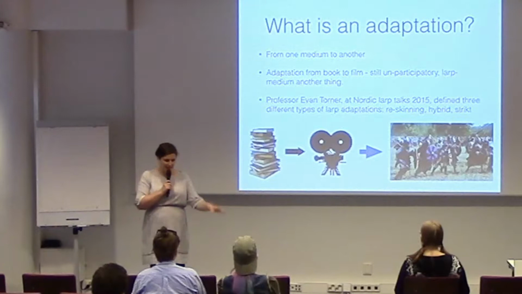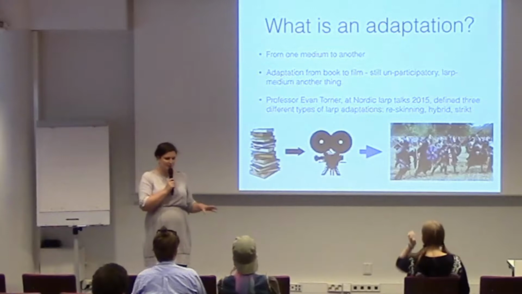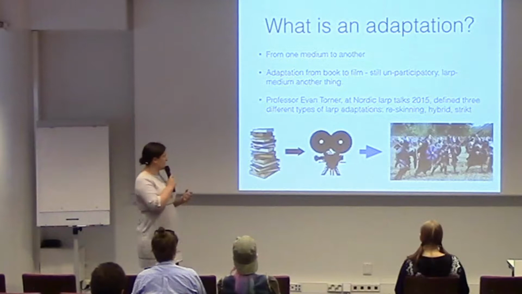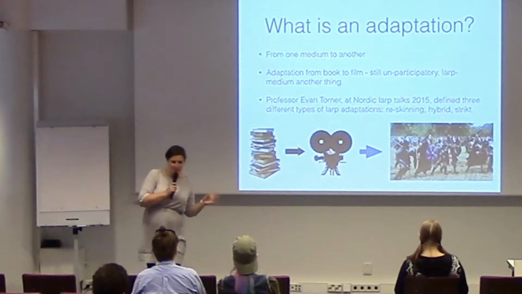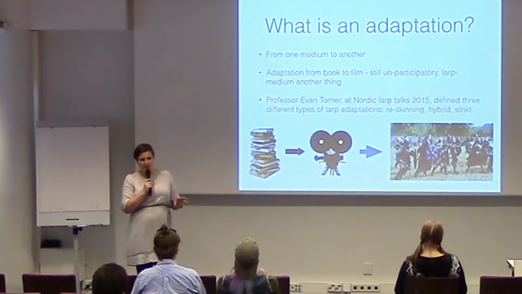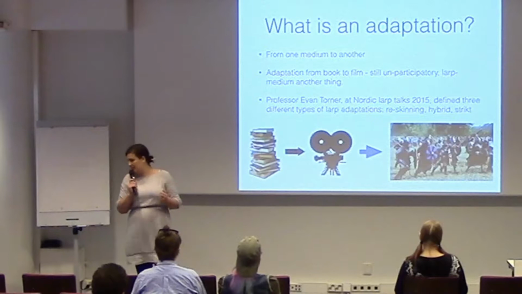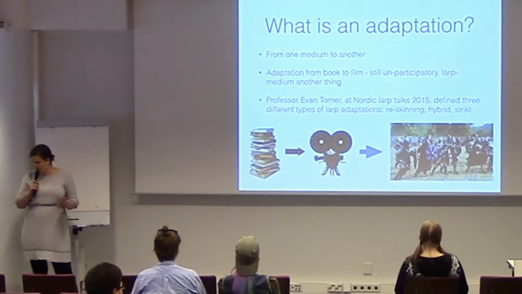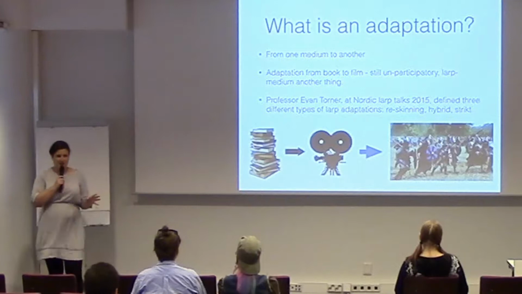But if you're going to take it to a LARP, then a lot of other stuff happens, because in a LARP, people are participating. They're there and they're going and so on. So that's another kind of thing. There is actually a person, Professor Evan Turner, from the U.S., and he tried to make definitions on how to adapt a book or something to a LARP. He made three different types, which I think he calls reskin, hybrid and strict. I thought those were okay, but the names are kind of bad. So I renamed them, and this is my contribution here.